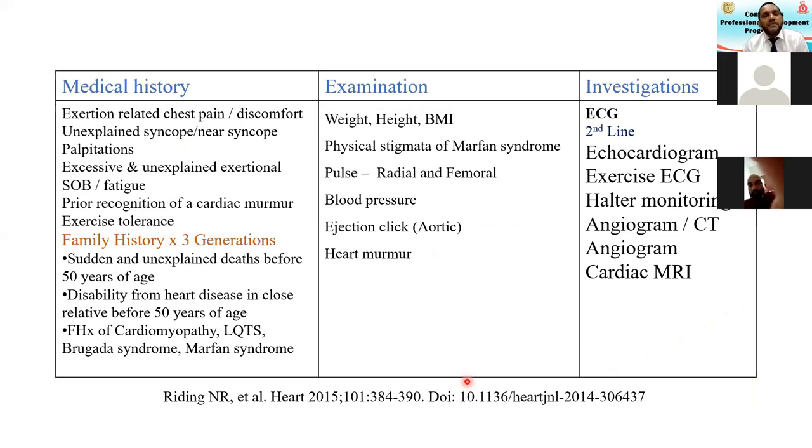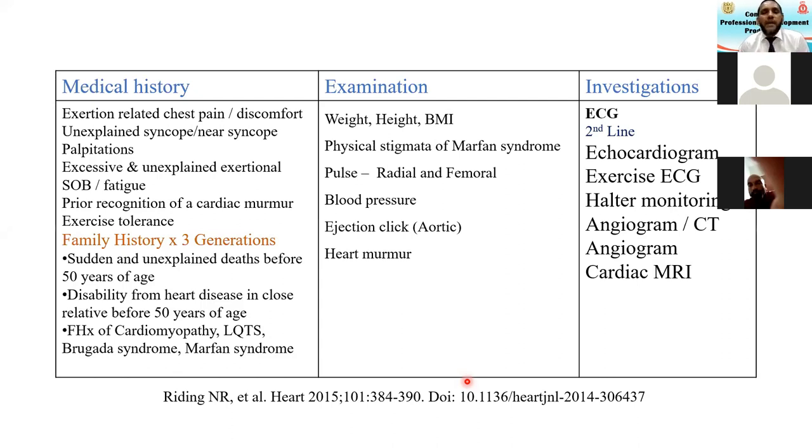These are important things in the current history, and an important part of the history is a family history of three generations, because most of these conditions are autosomal dominant and inherited. So it is important to know a three-generation history when you take the history of an athlete for cardiac screening. In particular, a sudden unexplained death before 50 years or disability from heart disease in close relatives, or a family history of cardiomyopathy, long QT syndromes, Brugada syndrome, Marfan syndrome, should all be recorded and properly evaluated.